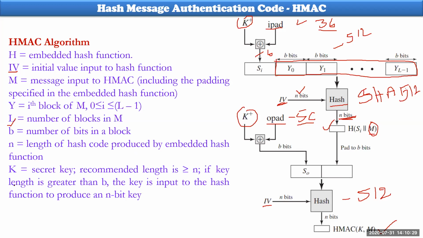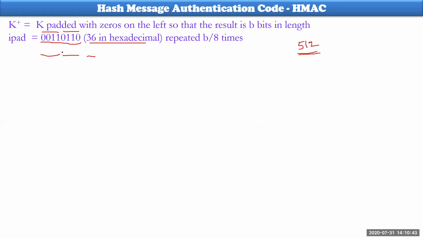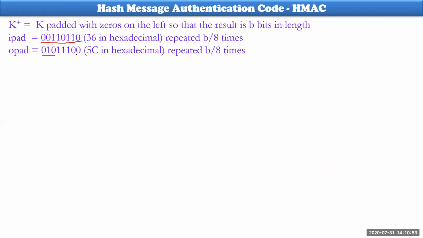K plus will be formed if K is not equal to 512, let me say B bits, then you have to append zeros towards the most significant bit side. So that is what we have given here. These are the things we have to consider in terms of HMAC. IPAD will be prepared using this, and OPAD will be prepared using this, repeated B by 8 times.